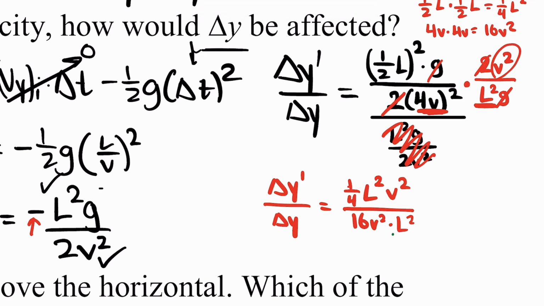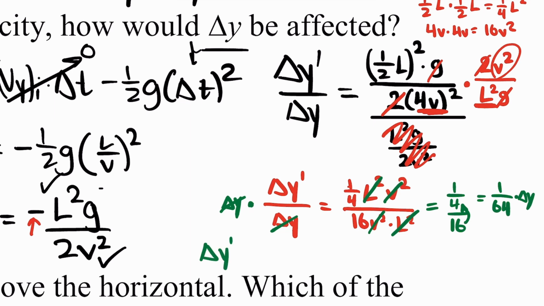Now let's see what cancels. L squared, v squared cancels. The ratio I'm left over with is a fourth divided by 16. I can go ahead and bring this 16 up and multiply together. I'm going to get 1/64. So the ratio delta y prime over delta y is equal to 1/64. So if I multiply both sides by delta y, I'm going to find that this new vertical displacement is going to be 1/64 of the original displacement.